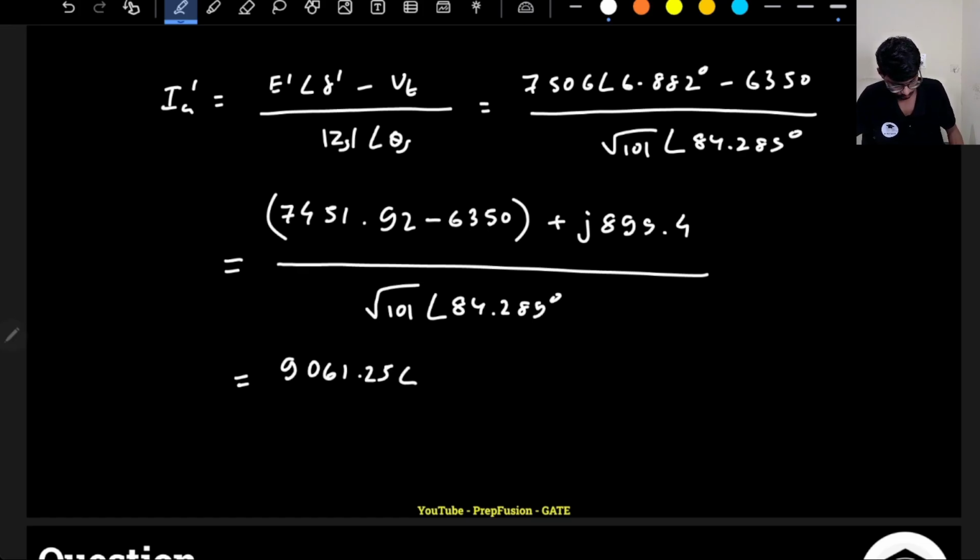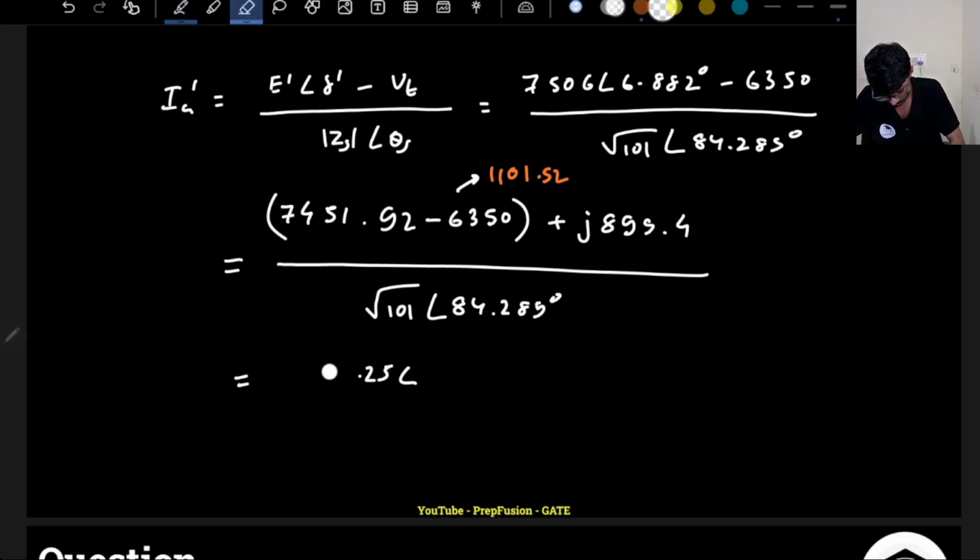So 7451.92. Okay, hold on. Isn't it two? Okay, this cannot... Okay, I am doing something wrong. Sorry. 7451.92 minus 6350 whole square. So this value is 1101.92. Okay, plus 899.4 whole square.